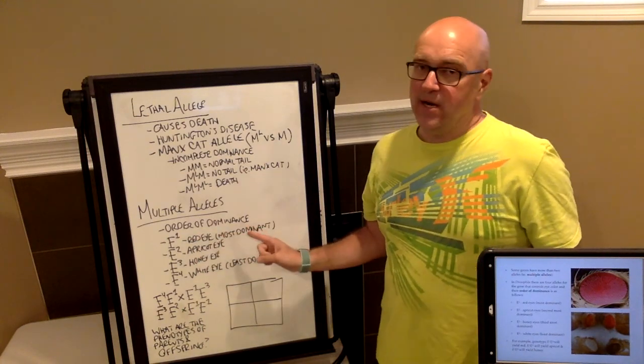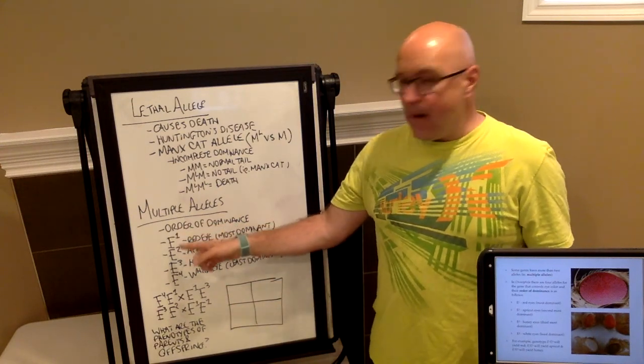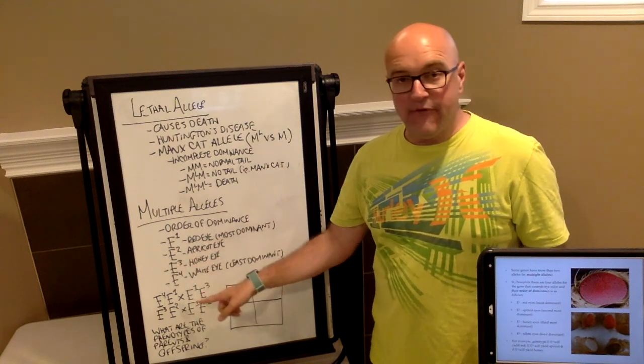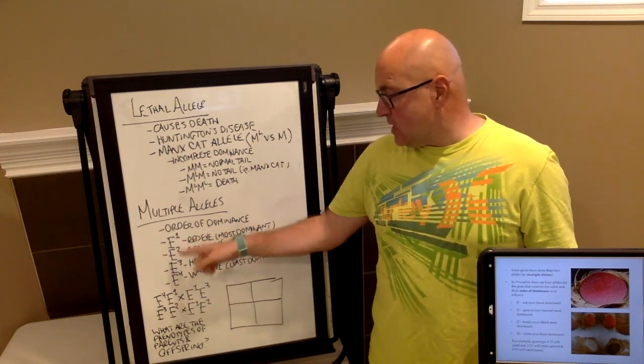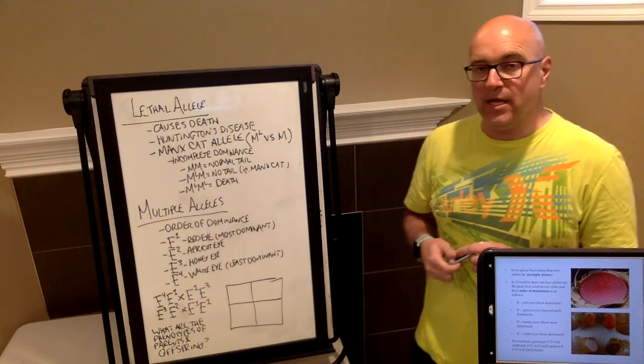E1 is the most dominant allele. E4 is the least dominant allele. E1 would be dominant to E2, 3, and 4. E2 would be dominant to E3 and E4, but not to E1. E3 would be dominant to E4, but not to E2 and E1. And E4 would not be dominant to any of the other 3 alleles.